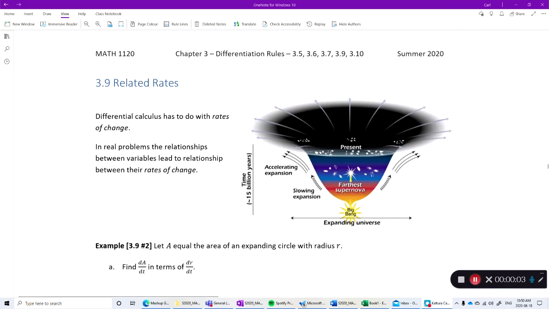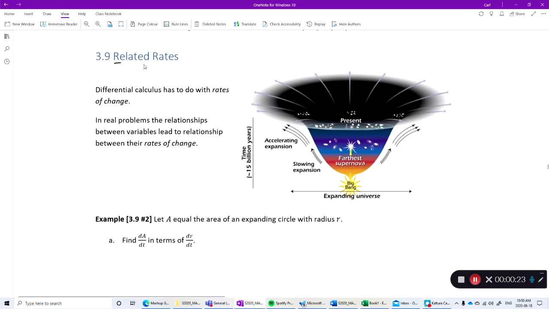Okay, everyone. So we're going to get into, I would say, our first major applied math topic. We're going to be taking the theoretical concepts we've been developing and applying them to situations in science and other applied areas. So the topic is related rates, and we know that rates is basically another word for derivatives, right? We're going to be looking at real world situations where derivatives are related to each other.